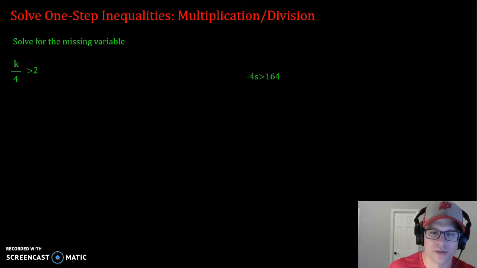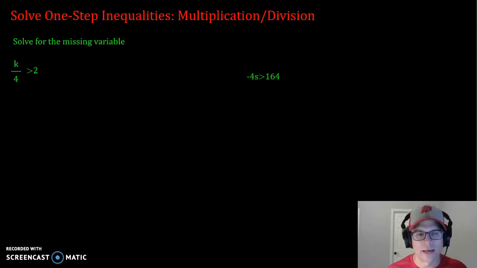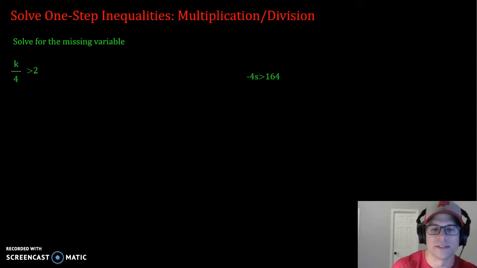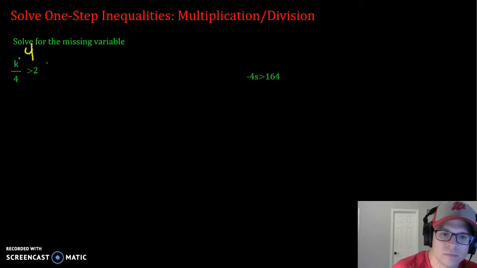K divided by 4 is greater than 2. So right now the K is being divided by the 4, which means the opposite is to multiply by 4. 4's divide to get 1K, or just K, is greater than 8.